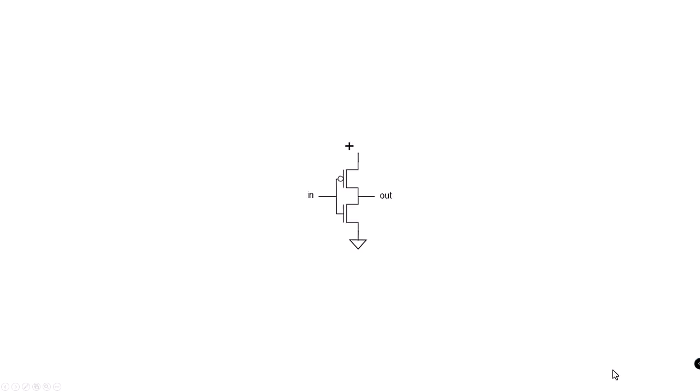This is a circuit for a CMOS inverter. Logically, the output is the Boolean inverse of the input. When the inverter input is low, the pull-up is on. When the inverter input is low, the pull-up transistor, the P-type, is on. That connects the output to the positive side of the power supply.